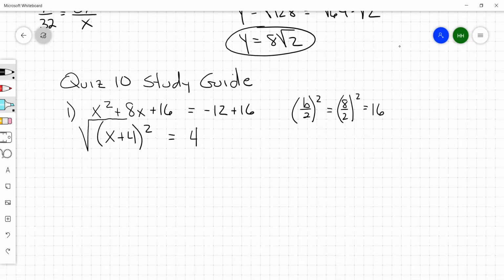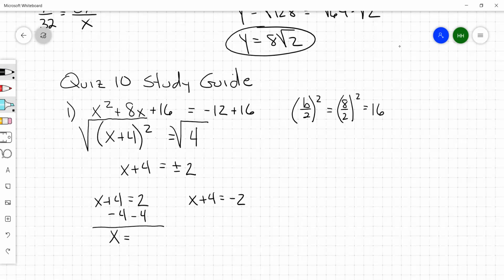You can then square root both sides. So on the left-hand side, we get x plus 4 equals, I'm sorry, it equals positive or negative 2. So then we solve it twice. We get x plus 4 equals the positive 2, and x plus 4 equals the negative 2. Subtract 4 from each side. So we get an x value of negative 2 and an x value of negative 6. So those are your two solutions for that equation.